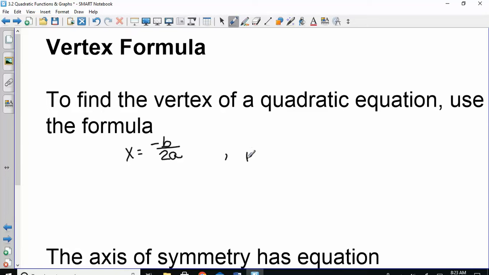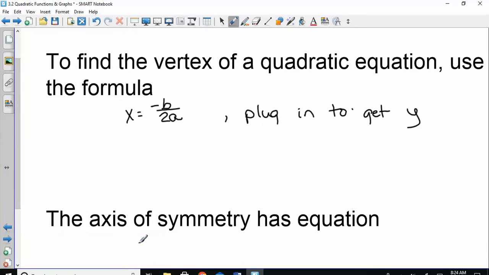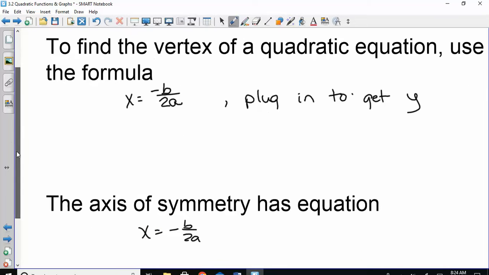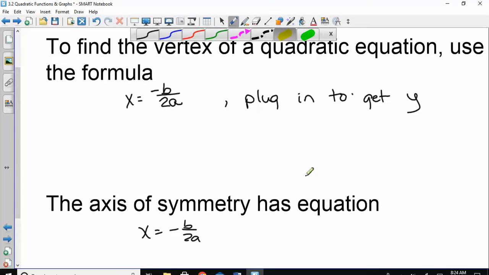That gives you the x value. By the way, that was on the vertex scouting wall. There's a formula for y, but I think it's easier to just find your x and then plug that back in to get the y rather than trying to memorize another formula. Axis of symmetry is just the x value of your vertex, so it is x equals opposite of b over 2a.